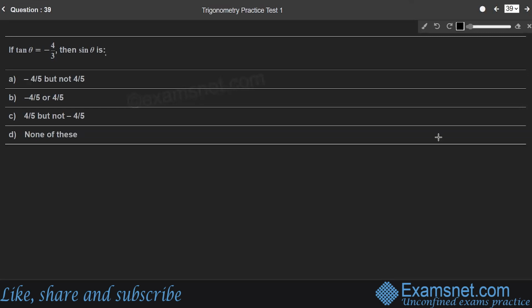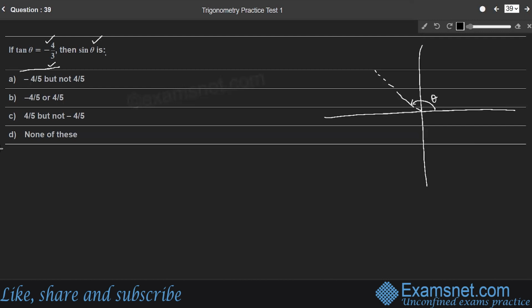Question number 39. If tan theta is equal to minus 4 by 3, then sin theta is equal to. Here, tan of an angle has a negative value, right? So, if tan of an angle is negative, then that angle lies in the second or fourth quadrant. So, we'll consider a Cartesian plane, in which we'll consider an angle theta. Always an angle is measured from the positive x-axis. We'll consider an angle theta in the second quadrant.